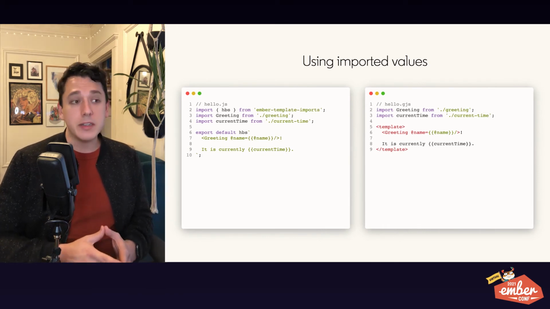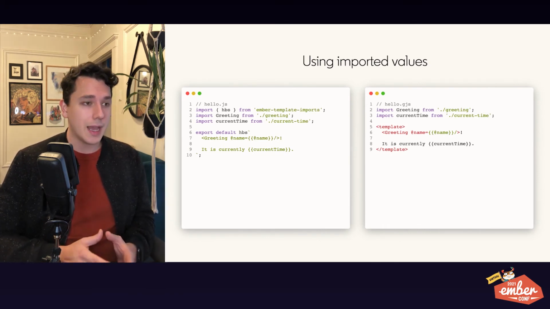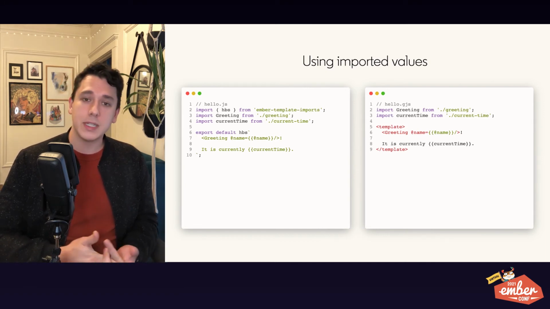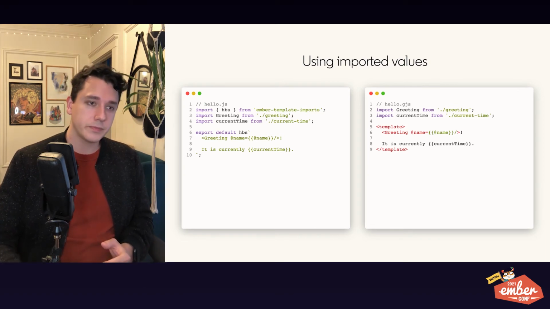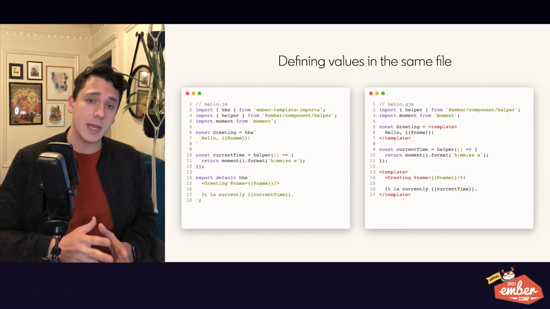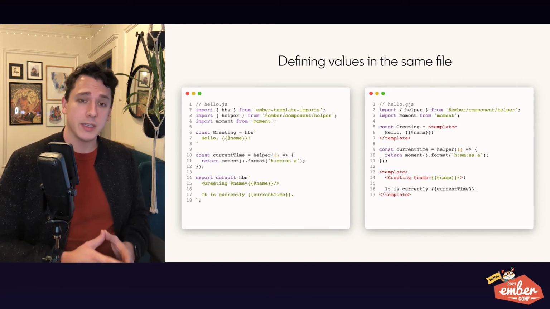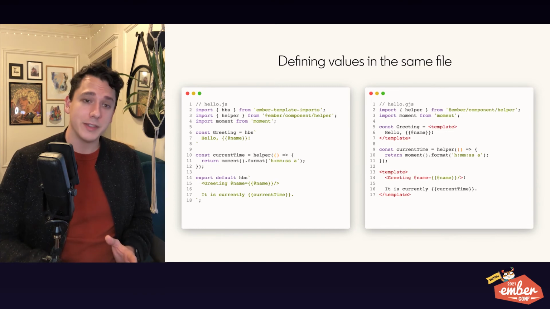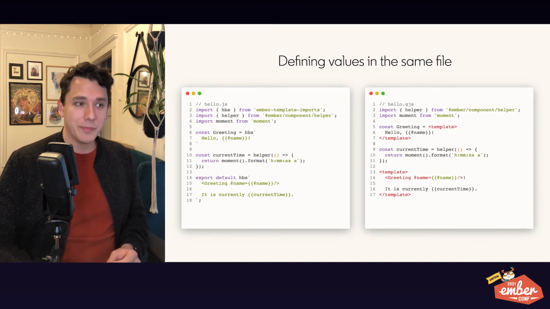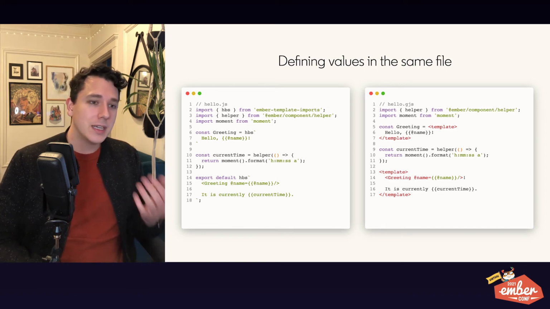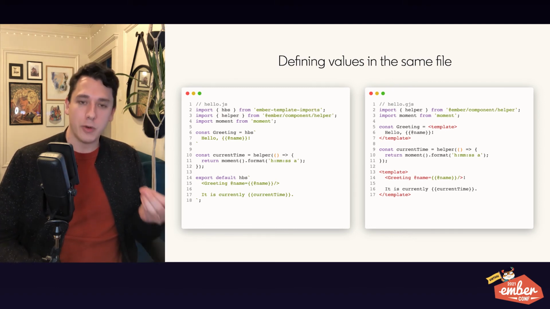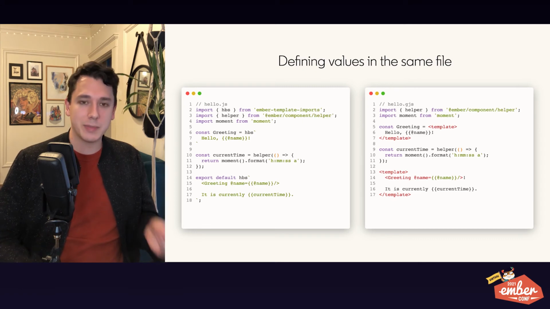We can also see how we would use imported values within these templates. We can just import them and then reference them directly from the template itself. We don't have to do anything else beyond that. Another really cool feature about these formats is that it also allows us to actually define those values that we reference in the same file. And this is one of the most exciting things about template imports to me. This means you can define a helper in the same file, or a modifier or another component in the same file as your template-only component.